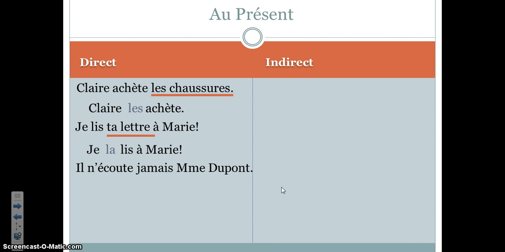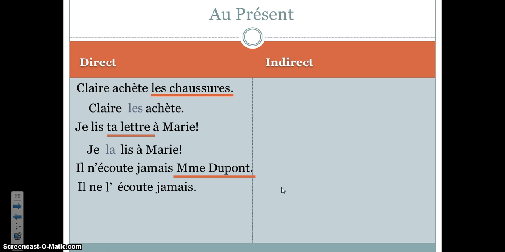Here we're going to see a negative example. So we know that the pronoun goes in front of the verb. What about when it's negated? Il n'écoute jamais Madame Dupont. Here, Madame Dupont is the direct object. Now remember, people can be direct objects. He never listens to Madame Dupont. In English, this sounds like an indirect object, but in French, it's a direct object. So where is this going to go?